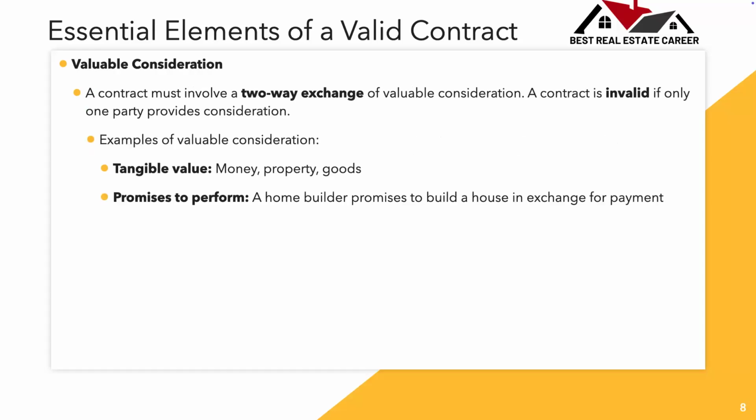We also have to have valuable consideration. This is a two-way exchange. All right. We talk about this as a promise for a promise. A contract is invalid if only one party provides consideration.